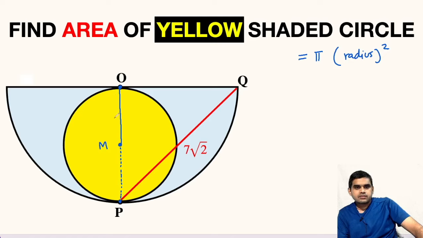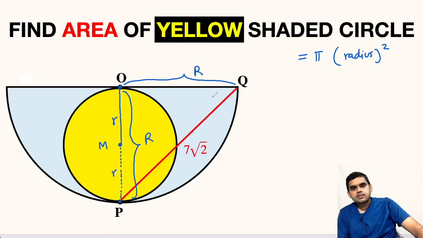So let us assume that the radius of this yellow circle is small r. So OM will be small r, and likewise MP will also be small r. Here OQ, let us assume as capital R, the radius of this semicircle. So if we see here, OP will also be the radius of this semicircle. So we get a relationship between capital R and small r. So capital R is equal to twice this small radius, small r.